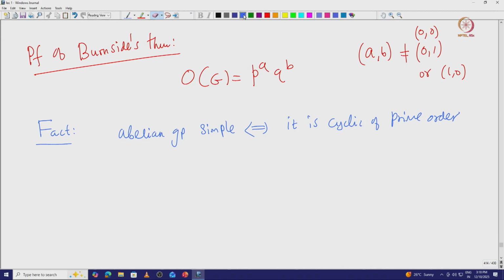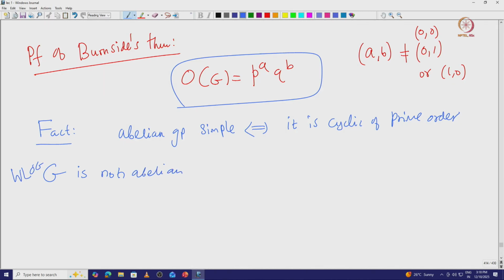Because of that, if G is abelian and of order p^a q^b, then that would imply immediately that it is cyclic of prime order. So we can make this assumption because of this fact: G is non-abelian. Without loss of generality we can assume that G is non-abelian. If it is abelian, then you can see that the only abelian simple groups are cyclic of prime order. So we have our observation, and because of that we are going to assume that it is non-abelian.